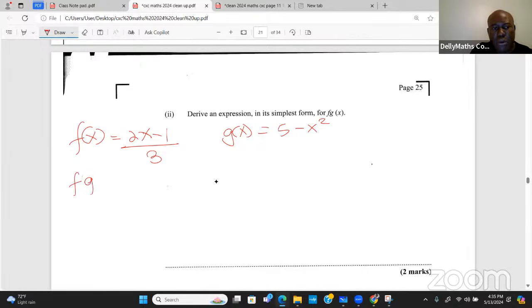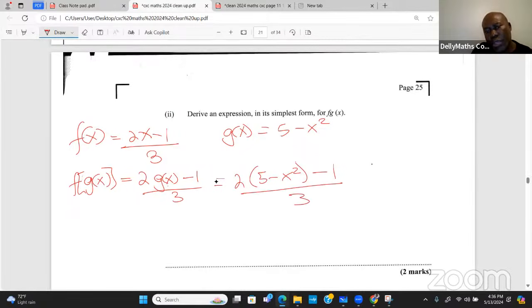For example, the moment I'm asked to represent f of g of x, I'm going to have the g function where the x is. So let us just throw it out. The g function is 5 minus x squared. There is still a minus 1 here, all over 3. As you can see, this is the g function right now in the thing. So now you're going to distribute here. And then let's see what we have.